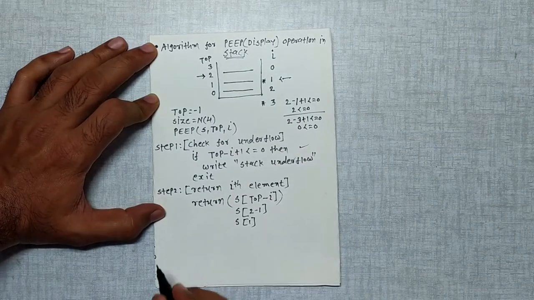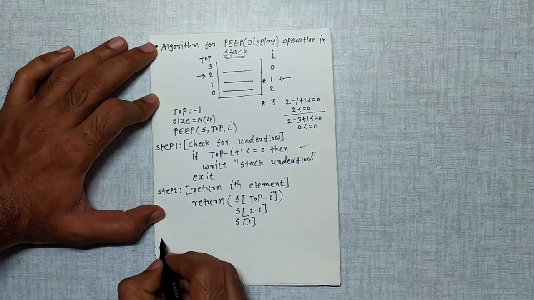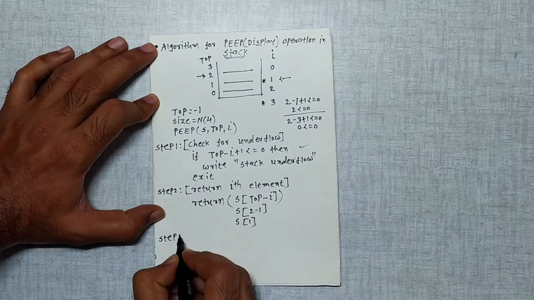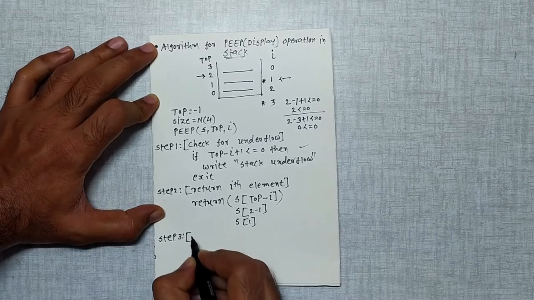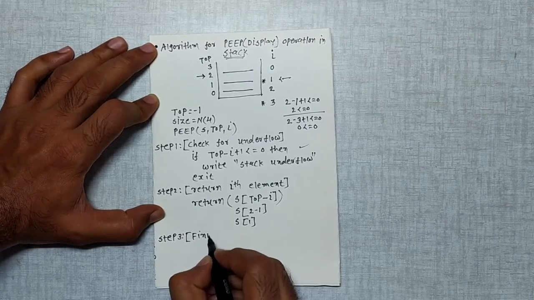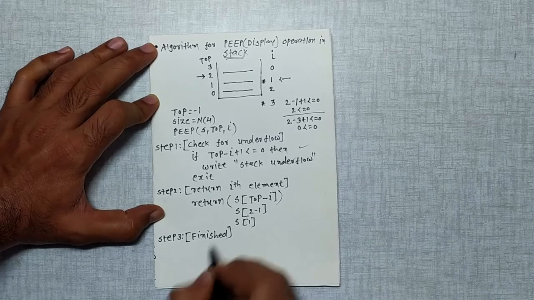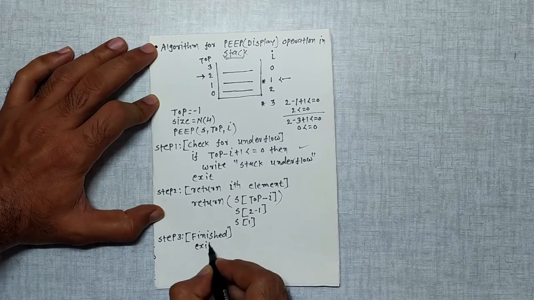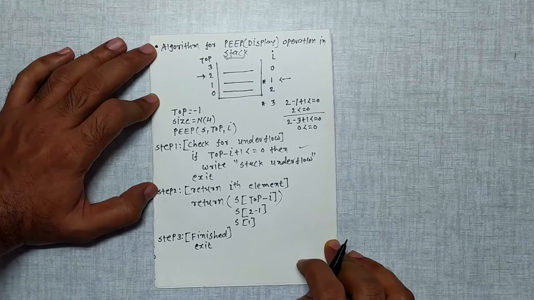Our main task is completed, and in step 3 we can finish our algorithm and exit from the algorithm.